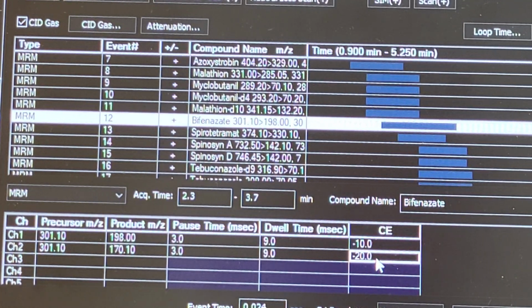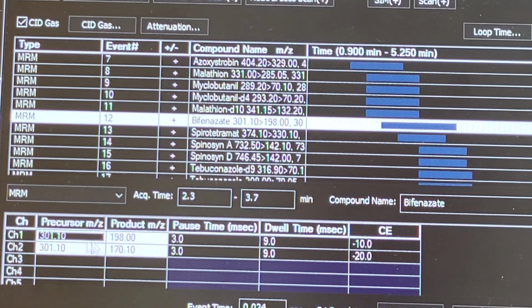Then we can go from there. We'll do a collision energy scan across a bunch of collision energies to see which collision energy for the given MRM gives us the best intensity. So let me make that right now.